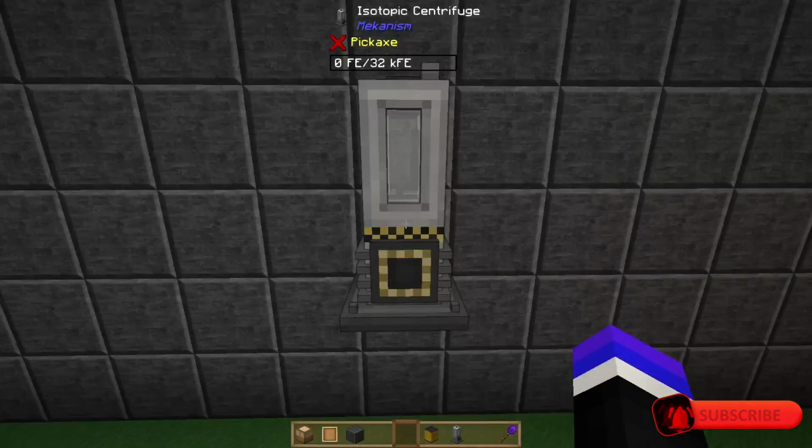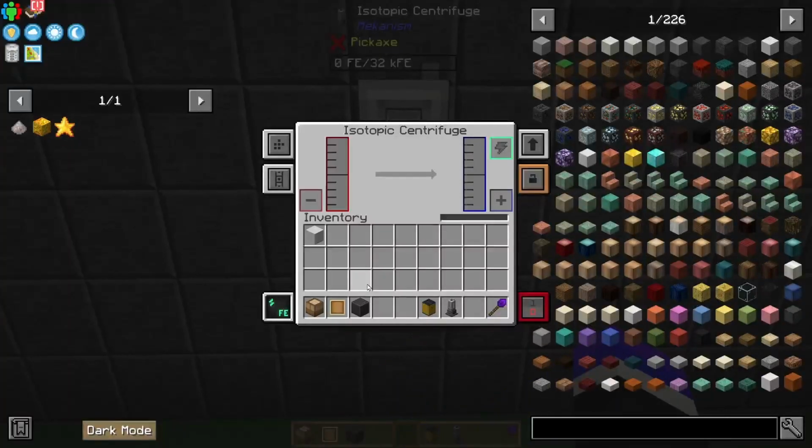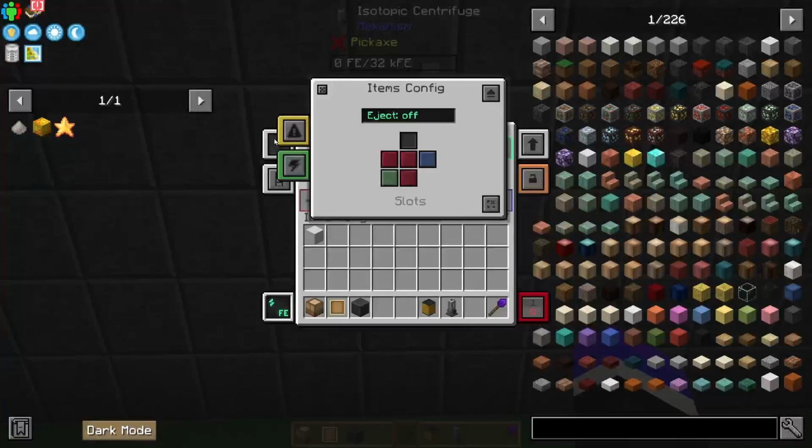Okay, so here I have just the isotopic centrifuge spawned in. Nothing changed, nothing attached to it. Some things to note is that we have a side configuration area. Me personally, I never go into the transporter config. I've ignored it every single time on all of the machines. I don't personally need it. So I go into side config.